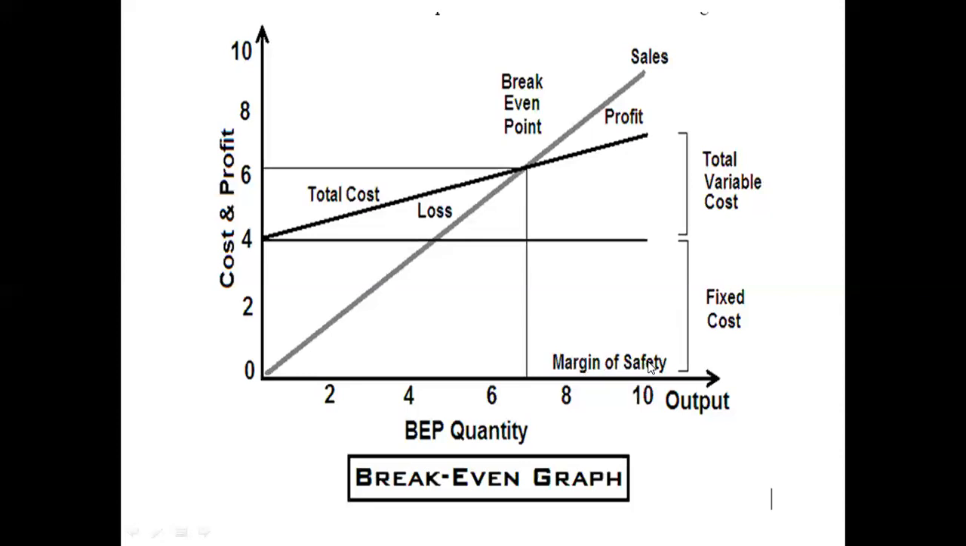So it's nothing but the difference of the actual sales and break-even sales. Up to this, what is the breaking point? This point is known as the break-even point. What are the actual sales? See here, this is the margin of safety.